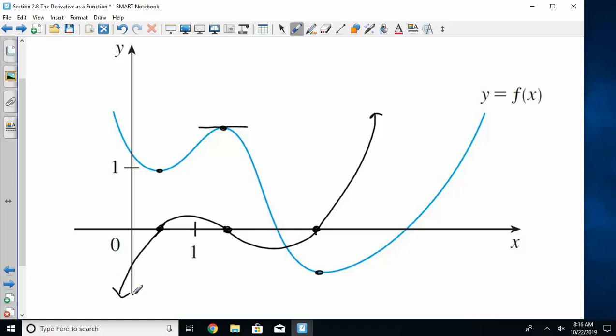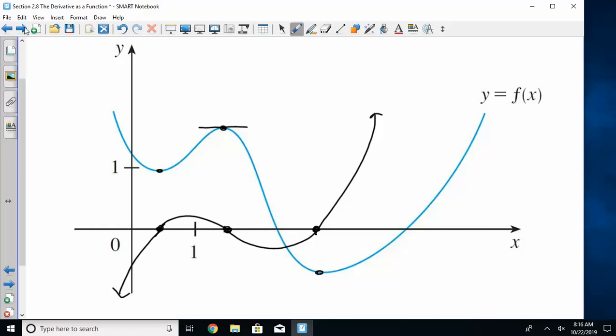Now, this graph is by no means perfect. I have the correct positives or negatives, and I have the correct zeros. As far as the actual values, the steepness of my graph, I probably have some errors in those. And we will get better at this. We're going to continue in the coming sections to talk about characteristics of these graphs, so our graphs will get more and more accurate as we go along. But right now, we're just looking at the big picture.